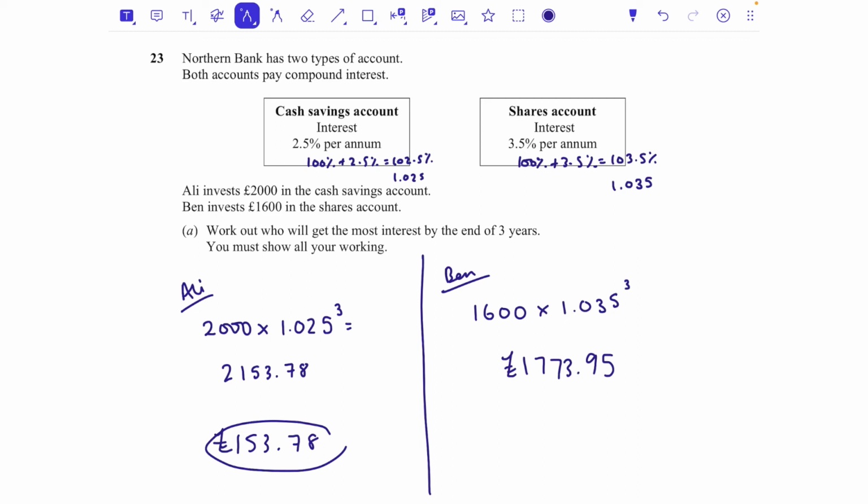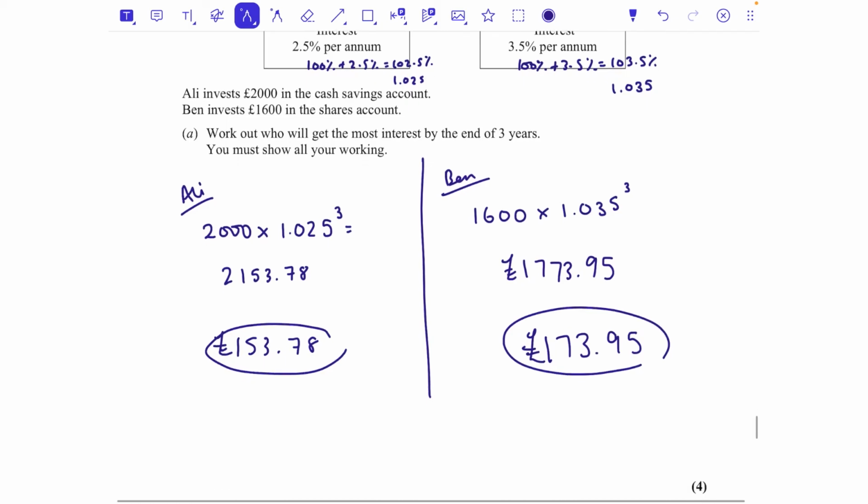Now, how much interest does he earn? Well, if we take 1,600 away from that, the extra amount of money he earns is £173.95, and therefore that is his interest. So, of the two, who's earned more interest? We're going to say Ben earns more interest.